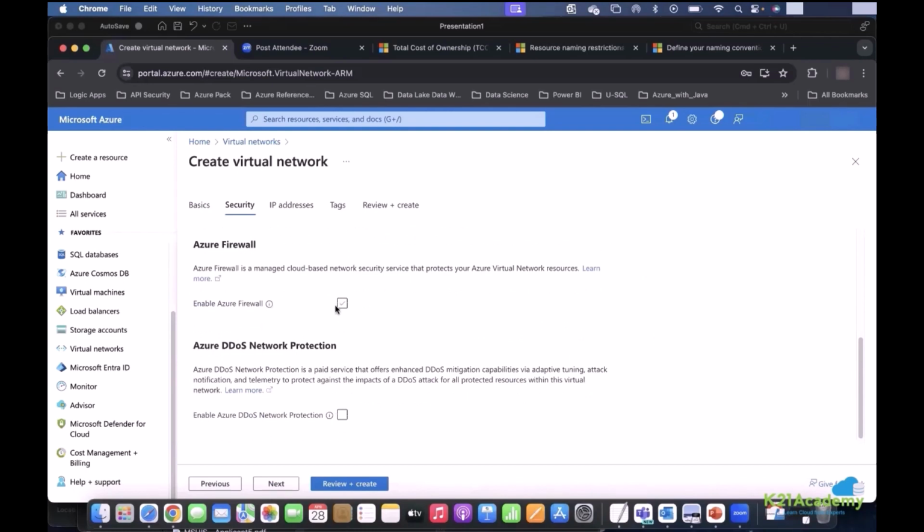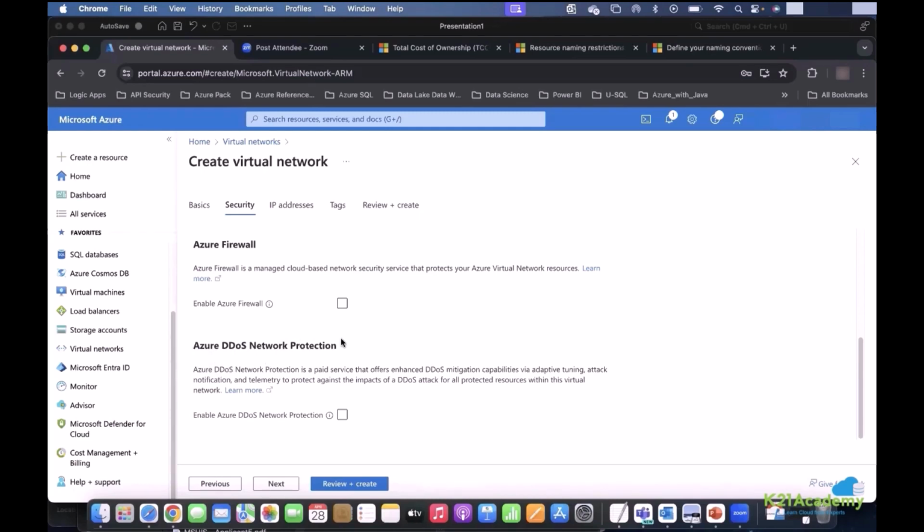Firewall and DDoS network protection. Both of these fall into the category of security again. Firewall, by name you can make it out, is a cloud-managed security layer to protect your particular VNet and other isolated services behind the scenes. In that case, you will be able to secure them.